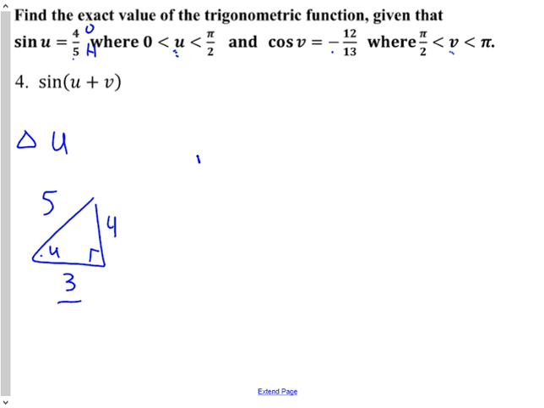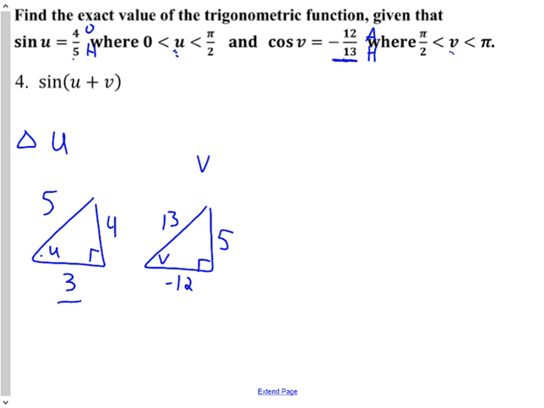Next one, now the triangle with v in it is going to give us cosine of v. And again, it's in quadrant 2, so I know my cosine is negative. As they give it to me, my x value is negative, y value is positive, so my sine will be positive. So we've got negative 12 here. 13 is the hypotenuse, again, adjacent over hypotenuse. Solving, and this is also a Pythagorean triple, we get 5. So 12, 5, 13. Pardon me, 5, 12, 13.